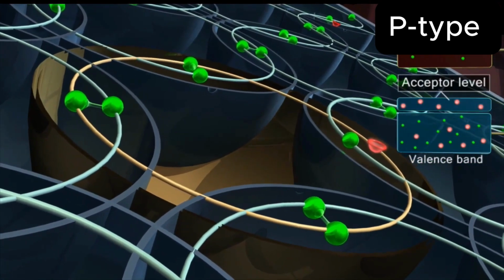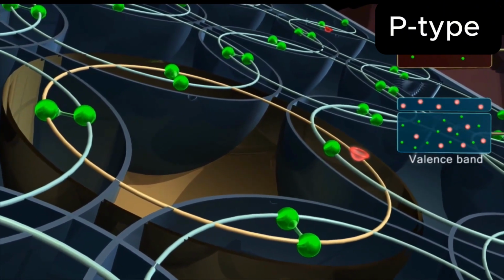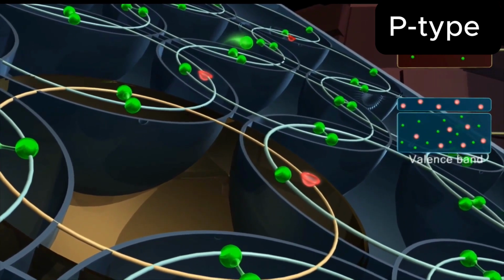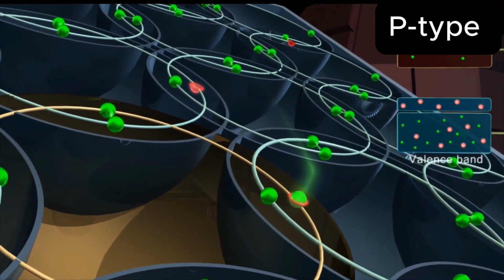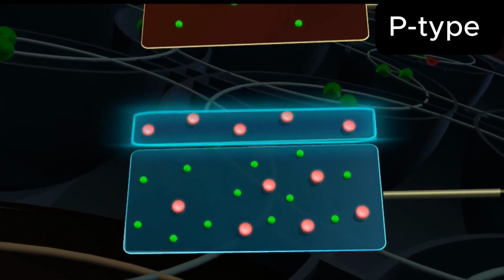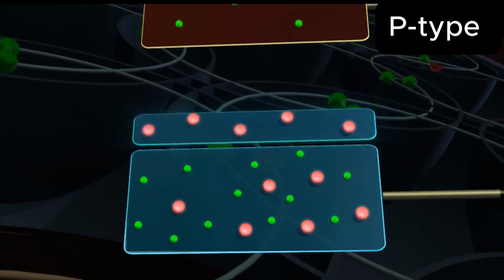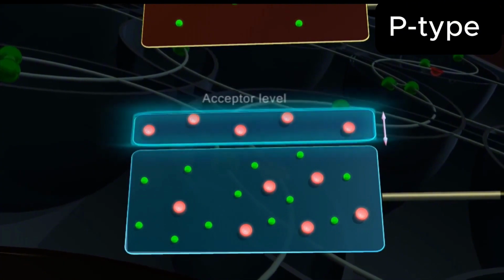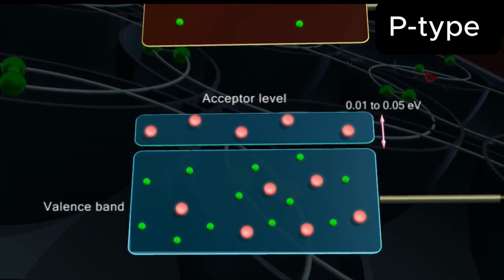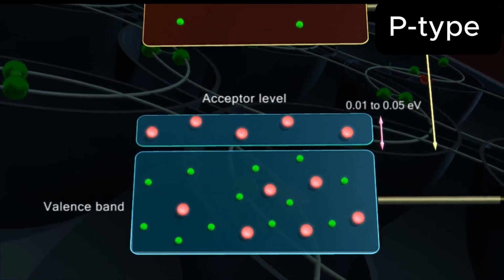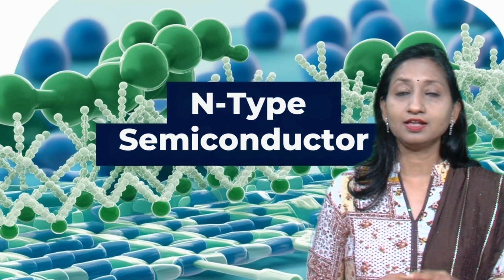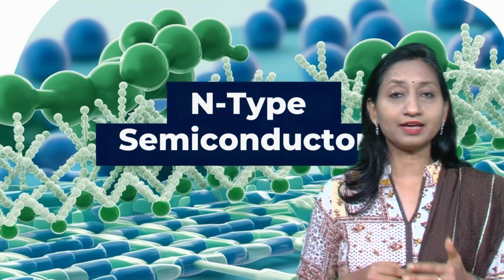To fill this vacancy, electrons from an adjacent covalent bond can jump due to thermal energy, creating another hole in the adjacent bond. This hole is positively charged and the boron atom becomes a negative ion as it accepts the electron. Thus, a P-type semiconductor has holes in majority and free electrons in minority, in addition to negative ions. So, dear learners, let us now discuss the N-type semiconductor.